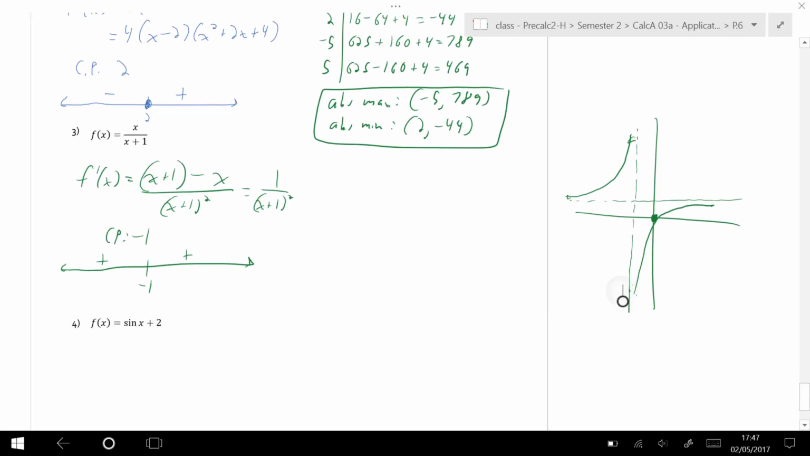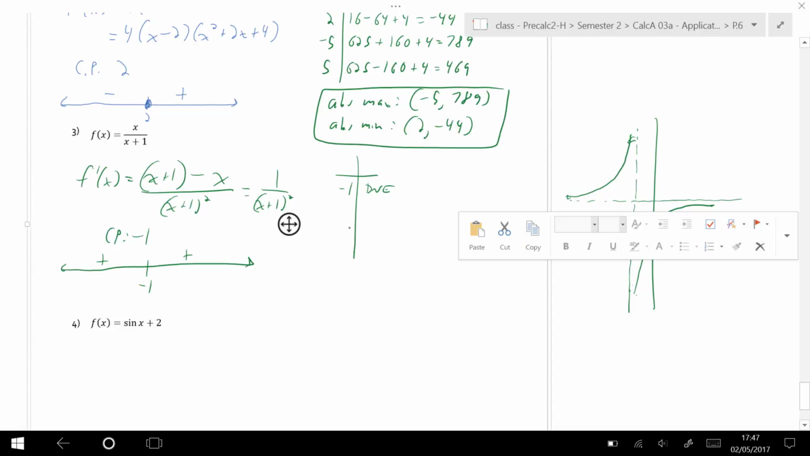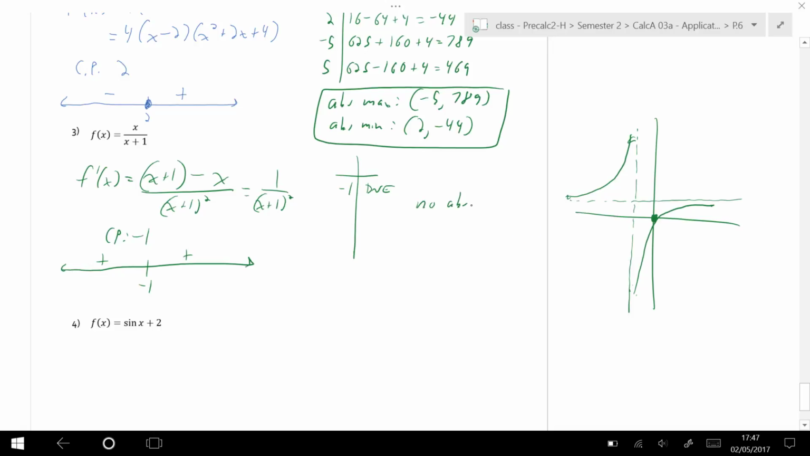But anyway, back to this. I'm looking for candidates to test. And I cannot test -1 because -1 does not exist. There's also no endpoints, so there's nothing to test there. So there are no absolute maxes or mins, because this graph is just infinite on both sides.